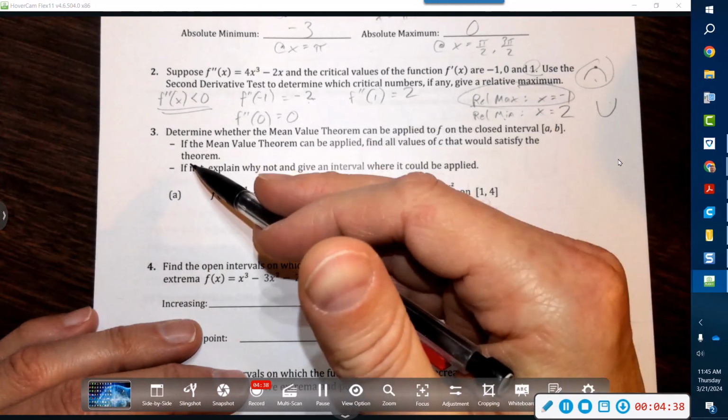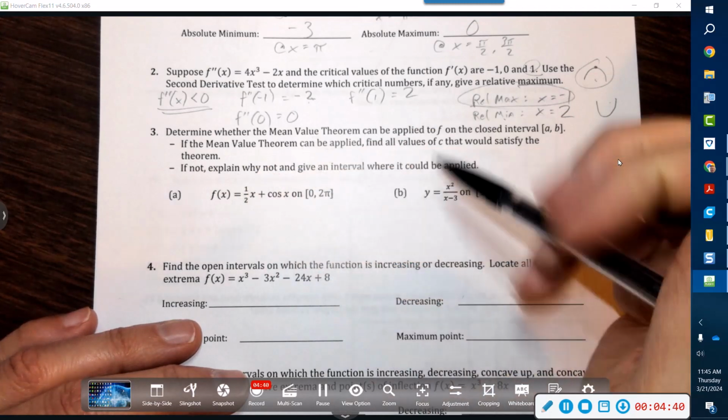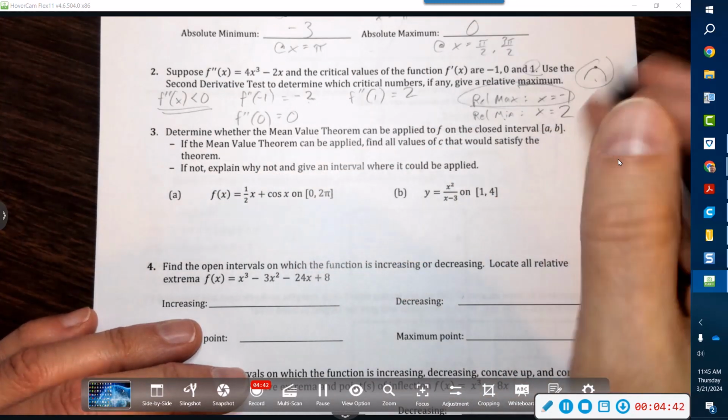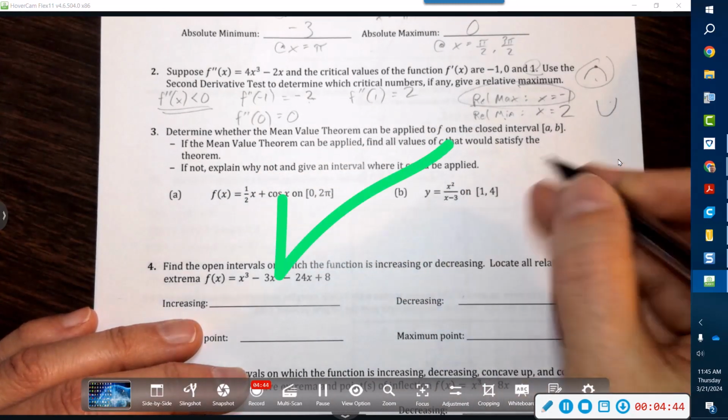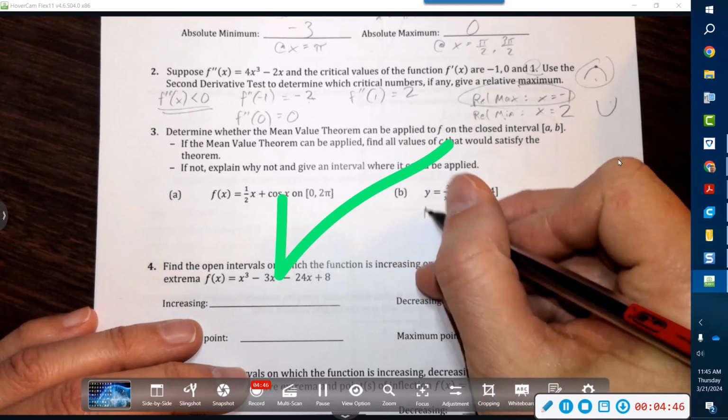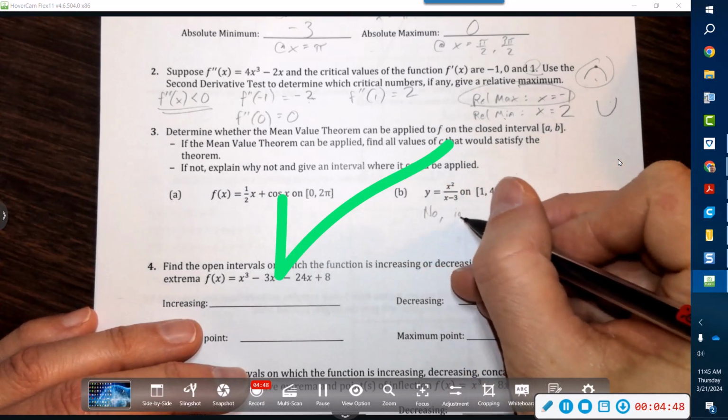Okay, so now determine whether or not. Well, we already said that this guy has, there is infinite discontinuity.